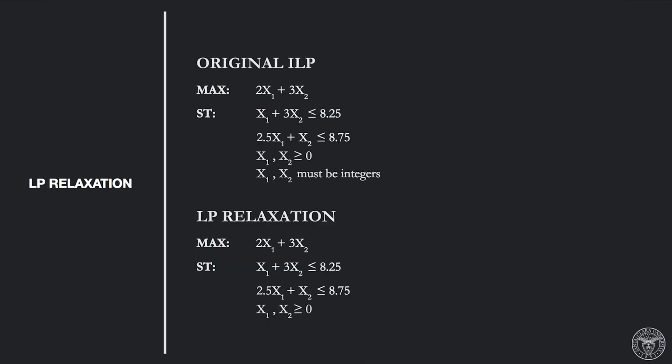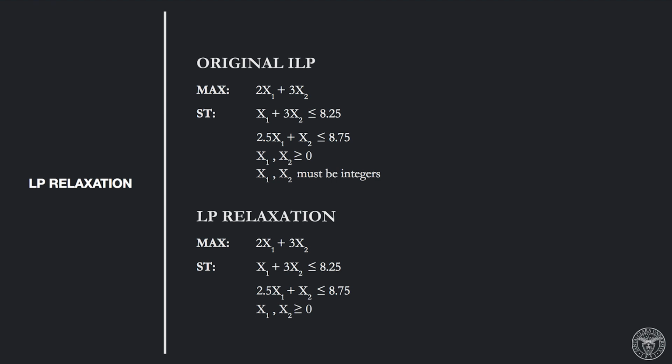Due to the complexity of solving integer programming, we are always trying to simplify an integer programming problem into a linear programming problem. For example, in a model of maximizing 2x1 plus 3x2 subject to a couple of constraints, like x1 plus 3x2 less than or equal to 8.25, 2.5x1 plus x2 less than or equal to 8.75. And we also have non-negative constraints for those independent variables, and x1, x2 must be integers.